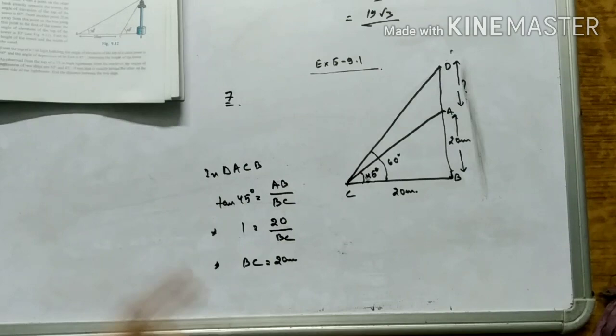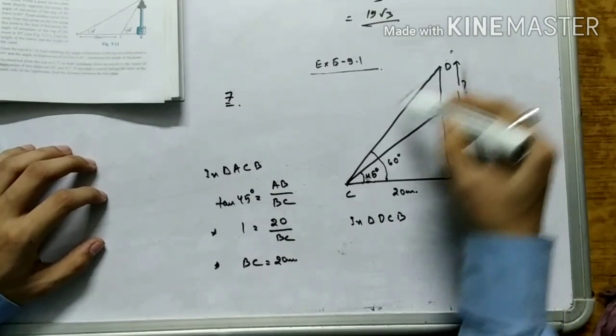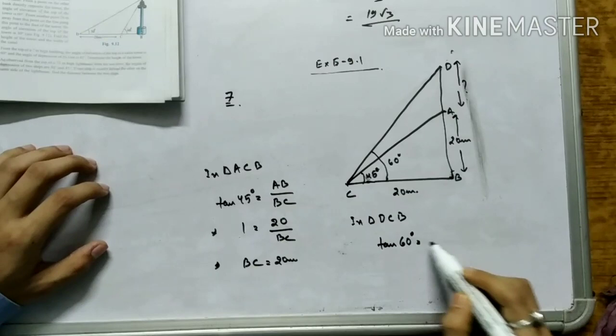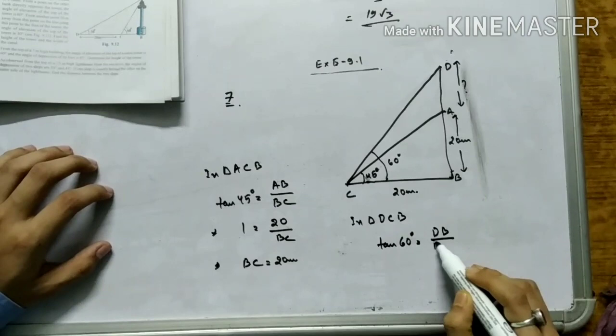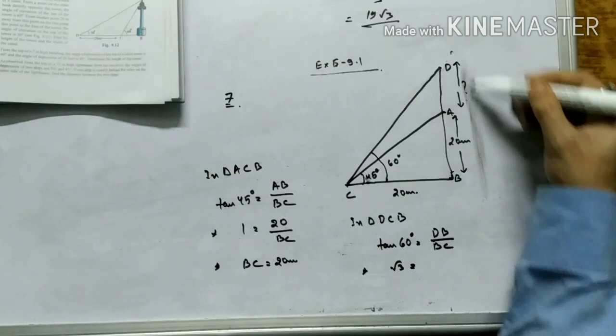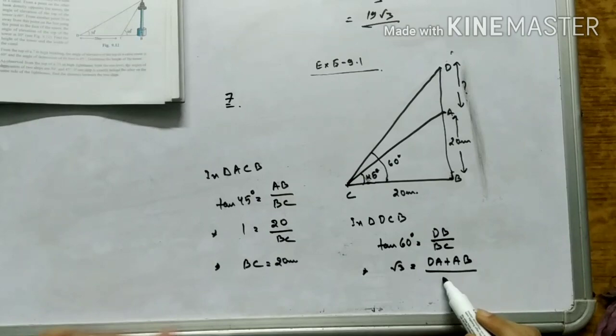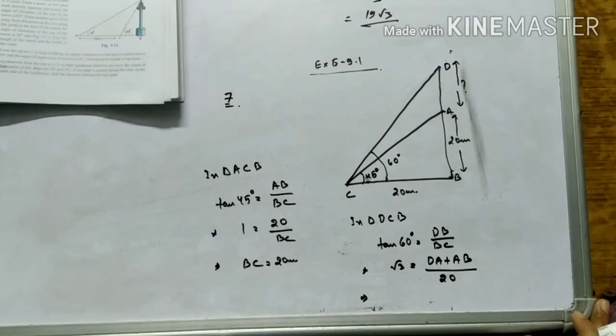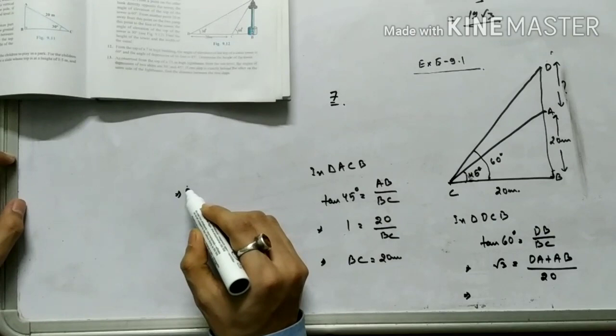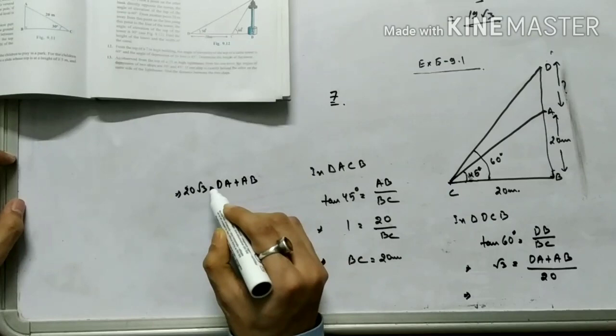Now, I will take this big triangle. In triangle DCB, again I will use tan. Tan 60 is equal to DB by BC. Tan 60 is root 3, equal to DB by BC. DB is DA plus AB. And BC is equal to 20, I have already got. So therefore, ultimately, I will get 20 root 3 is equal to DA plus AB.